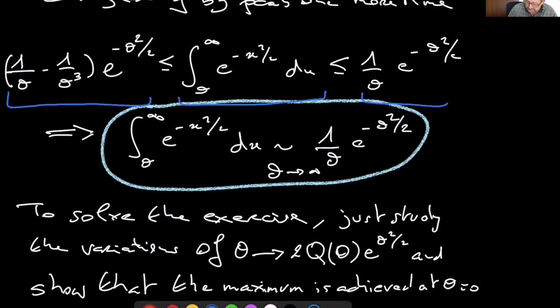Now, concerning the exercise, the hint is that you have to study the Gaussian tail times 2 times exponential of theta square over 2, and check that the function here has its maximum, which is achieved at theta equal to 0, and that's all.